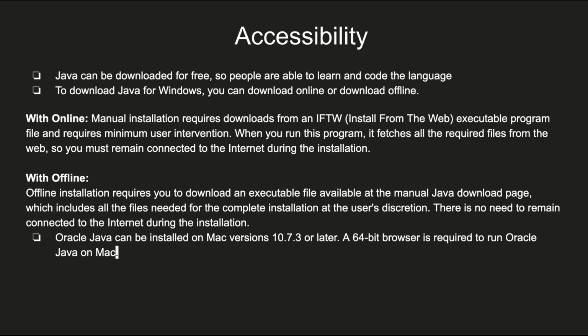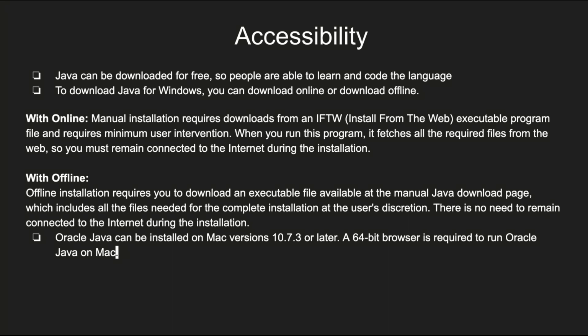Java can be downloaded for free, so people are able to learn and code the language. To download Java for Windows, you can download online or download offline. With online, manual installation requires downloading an executable program file and requires minimum user intervention. When you run this program, it fetches all the required files from the web, so you must remain connected to the internet during the installation.